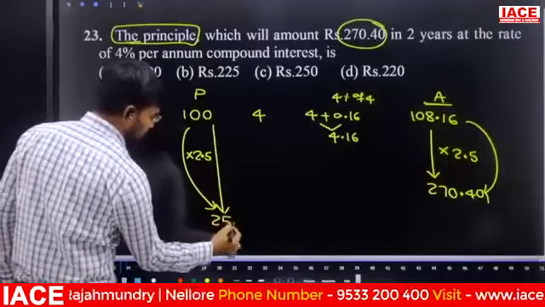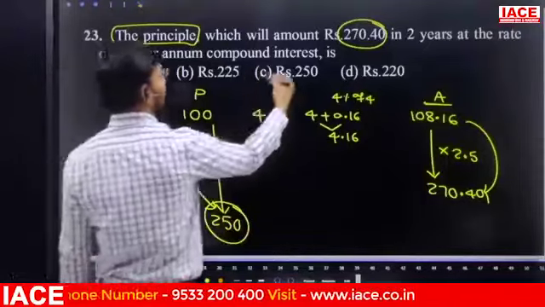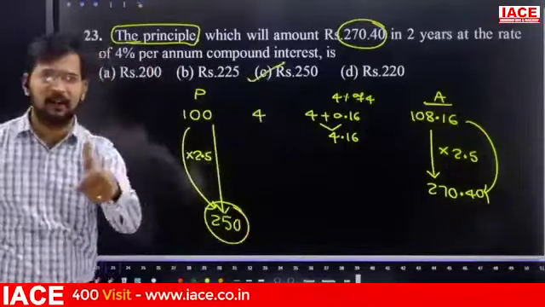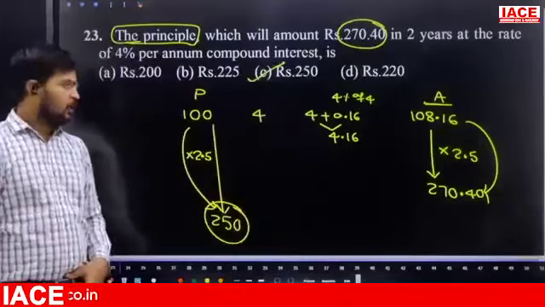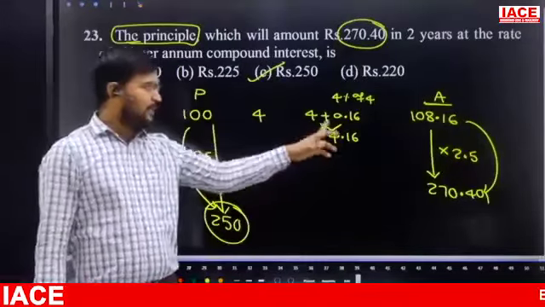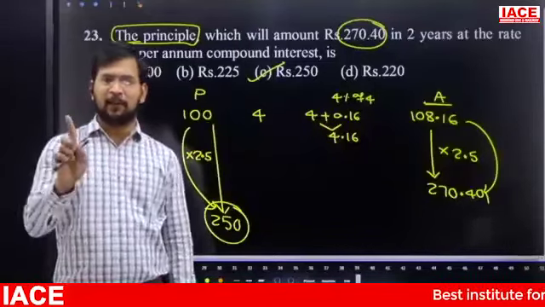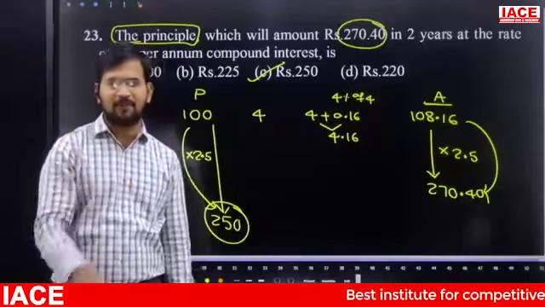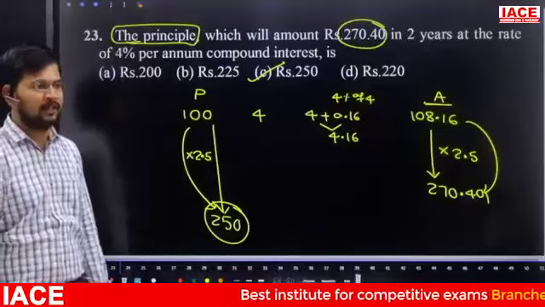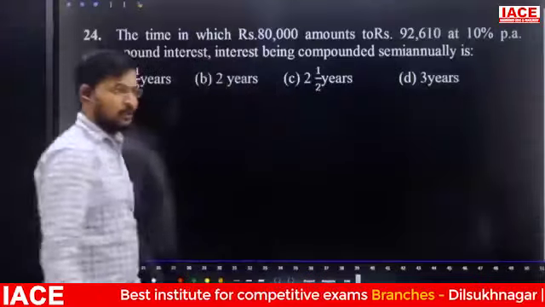Therefore your principal is 250. Option C is the right answer. So interest 4 plus 4.16 is 8.16, principal 100, together 108.16, which is 2.5 times, and 2.5 times of 100 is 250. Your answer is option C. So read the next question.